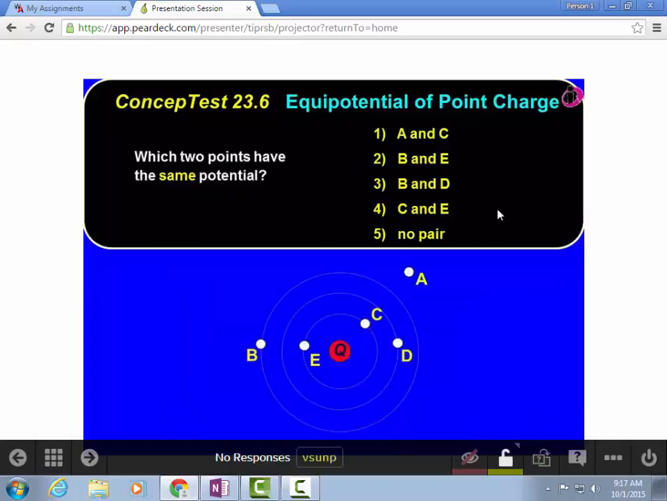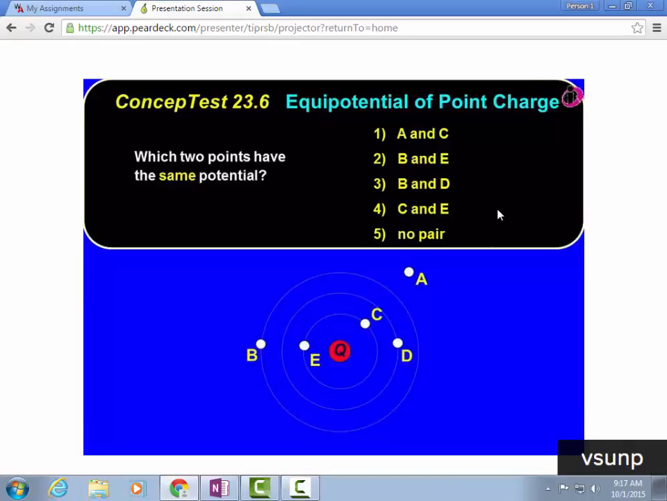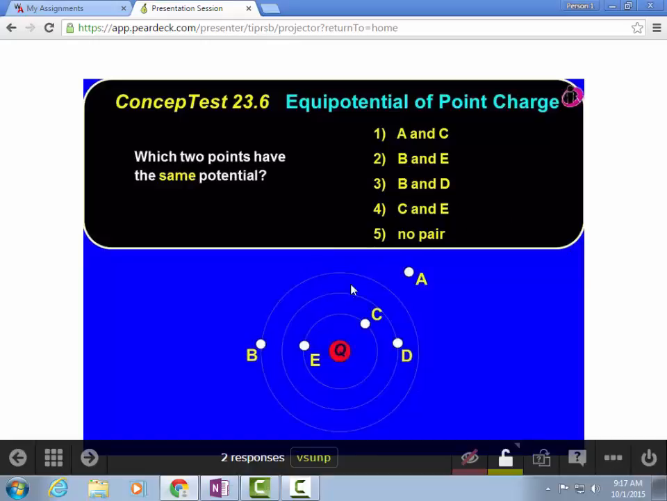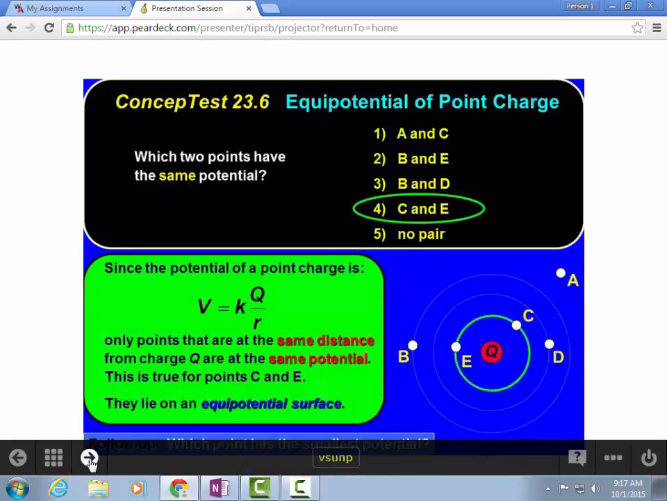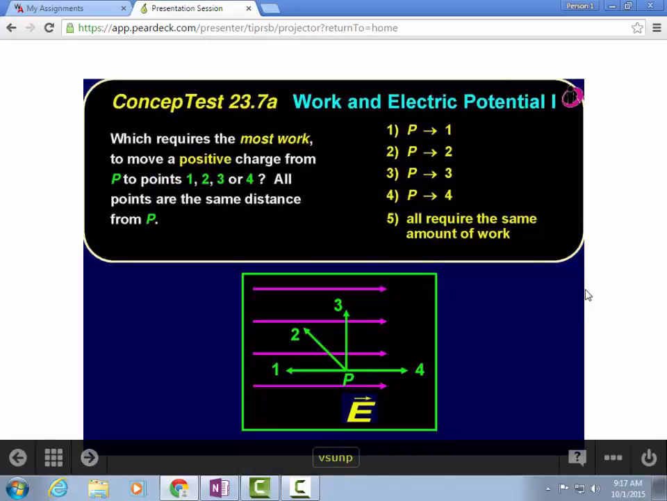All right, so which 2 points have the same potential? I'm gonna say any. No, but they're on the same circle. Oh, totally. I can't even see the circle. That's why. Okay, yeah. I was gonna say, how can you tell for sure if there's no line? Nice. Yeah, so you guys know what you're doing. You're in good shape.